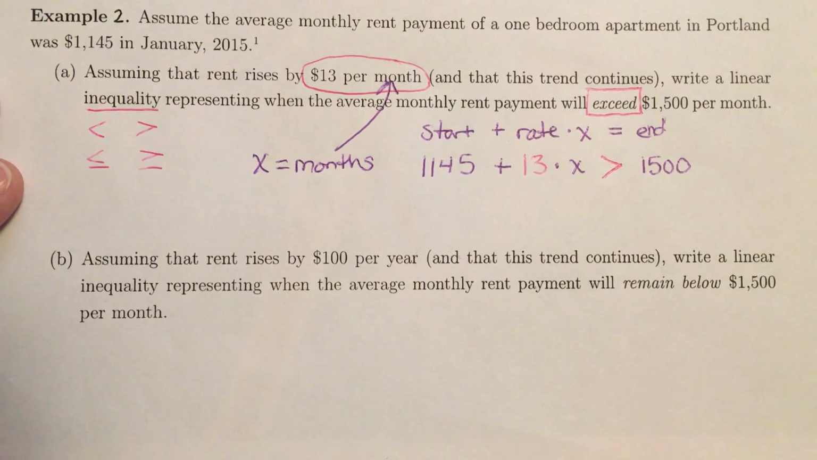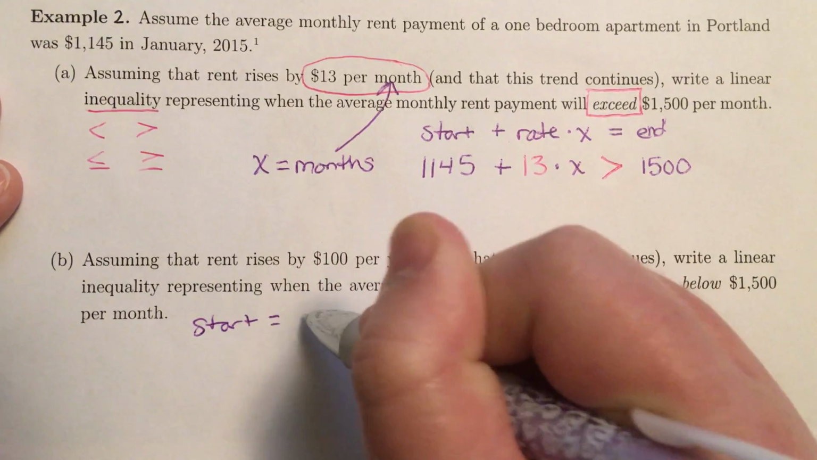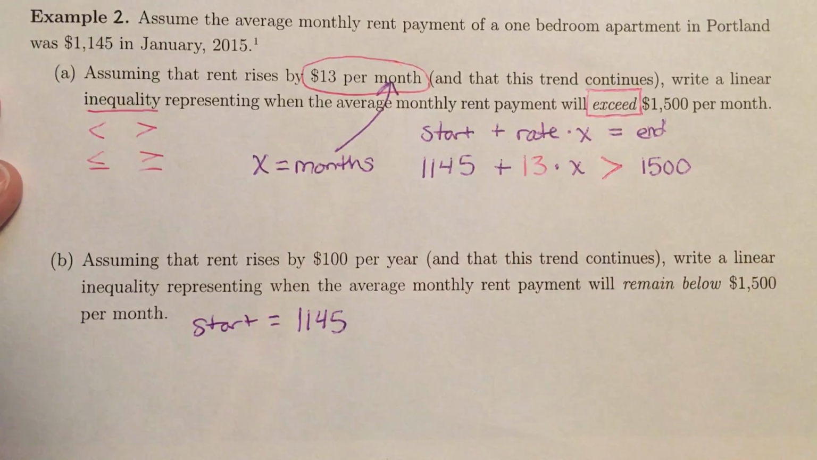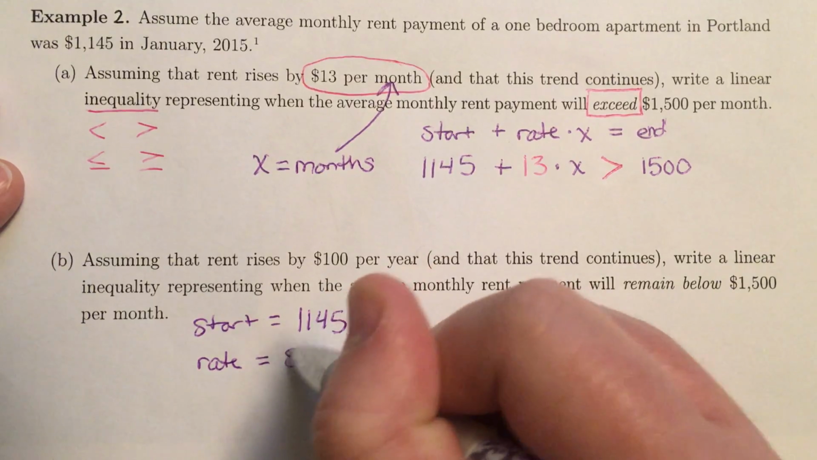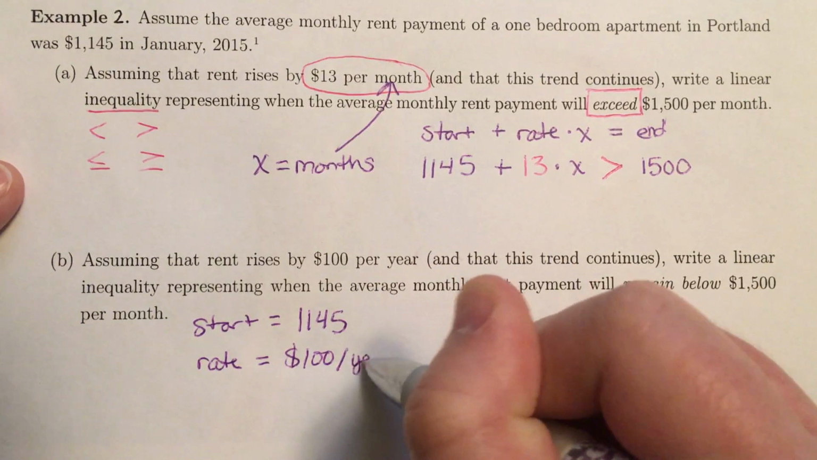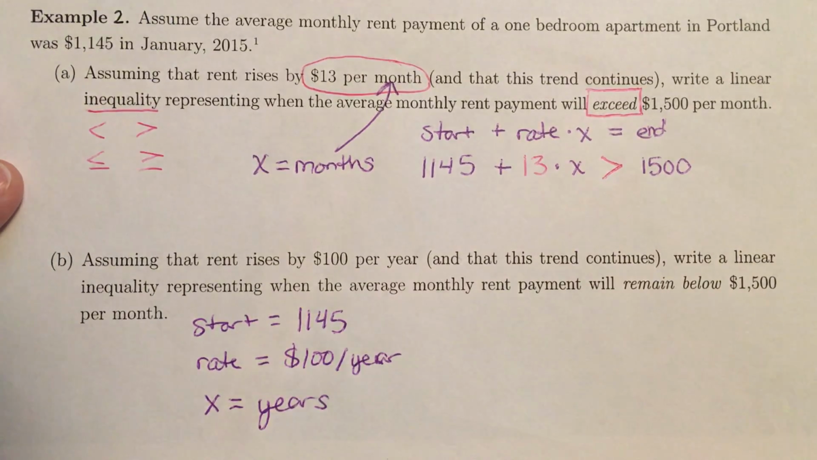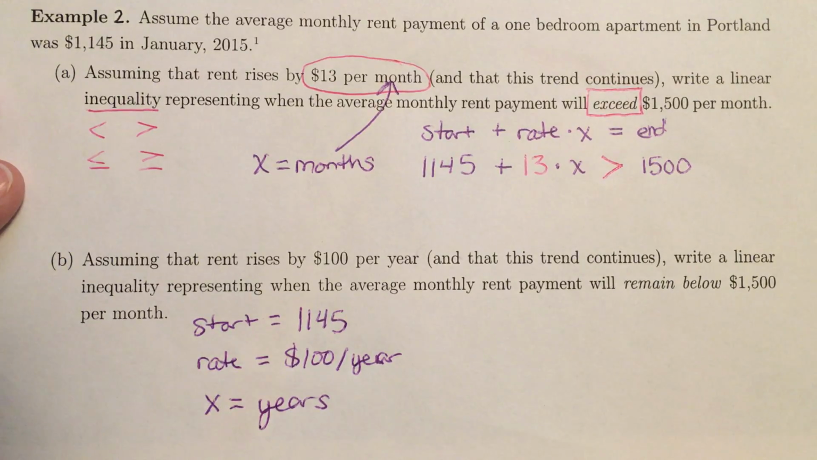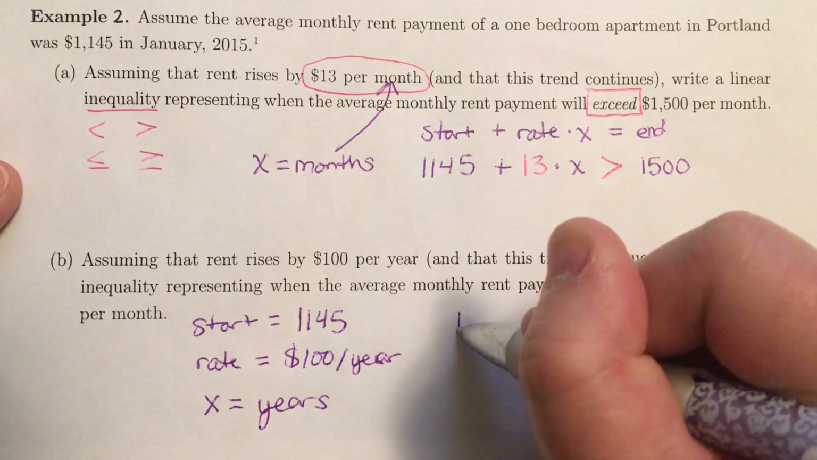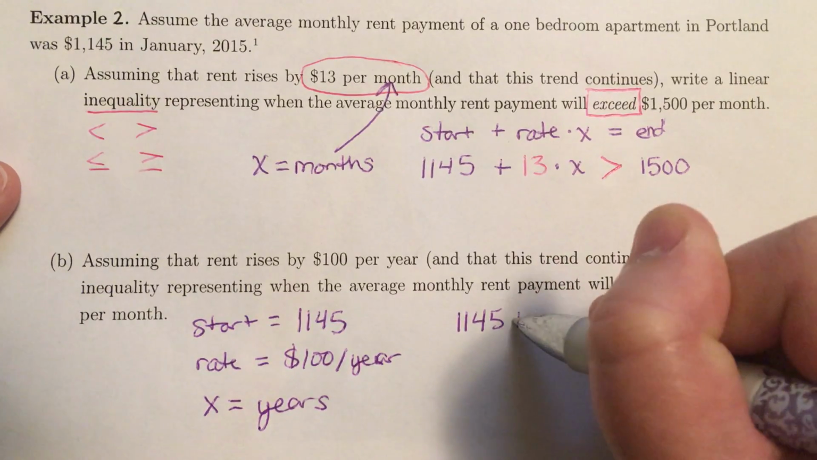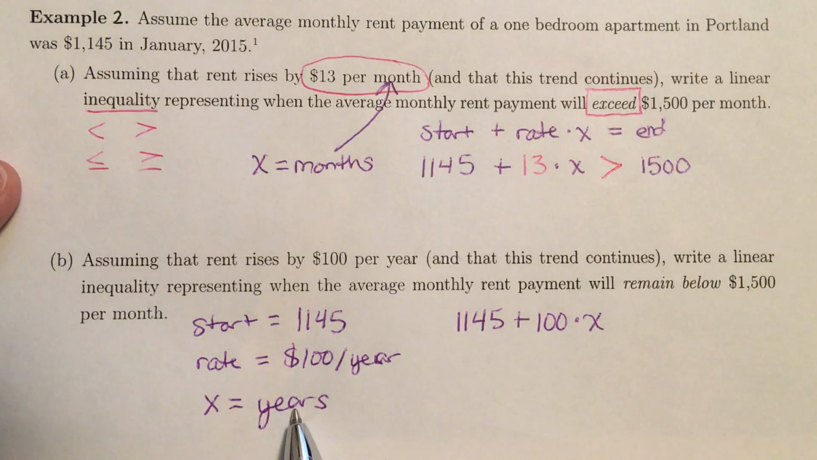Let's try this sort of the same situation with the same starting amount. So we're going to take our starting amount of $1,145, but now we have a different rate. So the rate is $100 per year. And what that means is X has to be the number of years because of the way that rate is set up. All right, so let's start with our starting amount. So the starting amount is $1,145 plus the rate of 100 times X for the number of years.